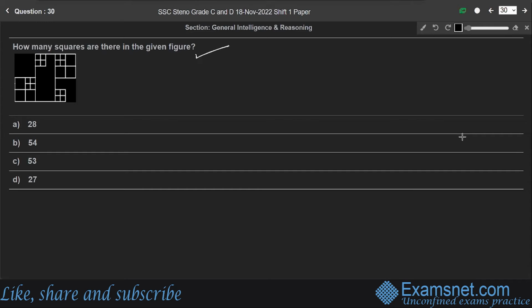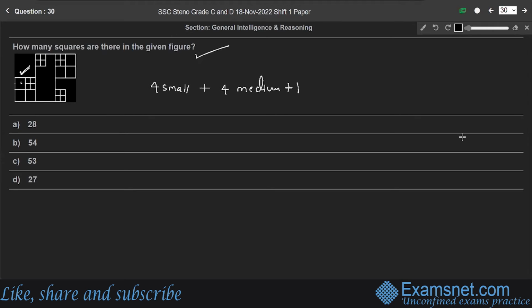Question number 30. How many squares are there in the given figure? So, in the given figure, we'll consider this part I'm showing now, in which we have 4 small squares plus 4 medium squares, and 1 big square.